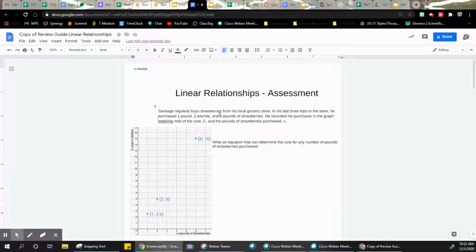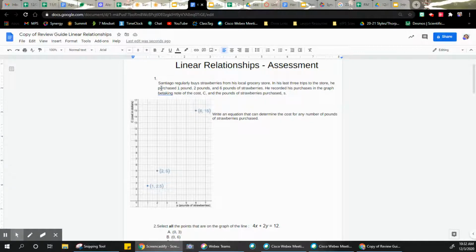So it starts with question 1, which says, Santiago regularly buys strawberries from his local grocery store. In his last 3 trips to the store, he purchased 1 pound, 2 pounds, and 6 pounds of strawberries. He recorded his purchases in the graph by taking notes of the cost and the pounds of strawberries purchased. So here's his graph. Write an equation to determine the cost for the number of pounds of strawberries purchased. So what it wants us to do is write an equation from his points right here.